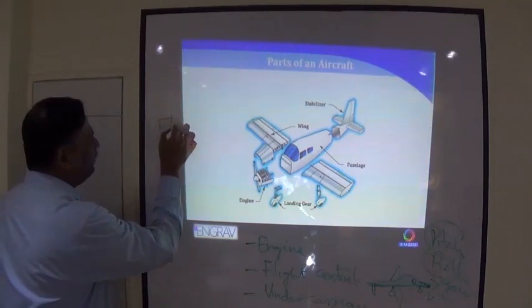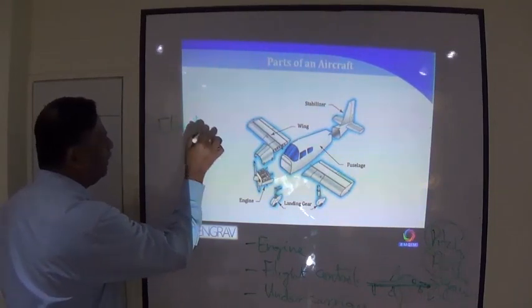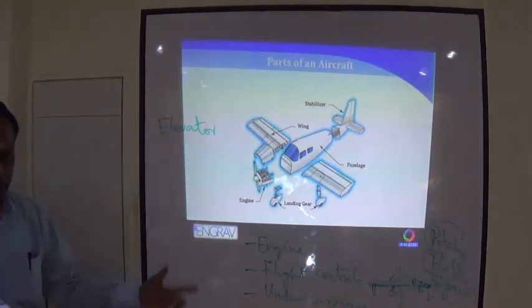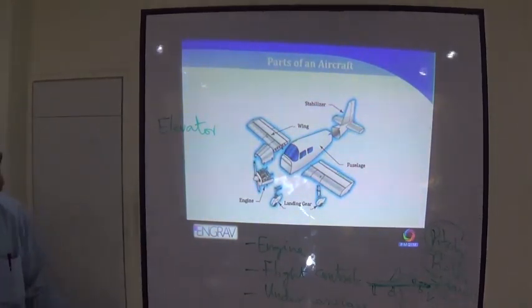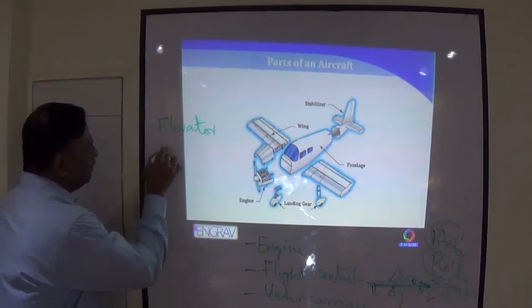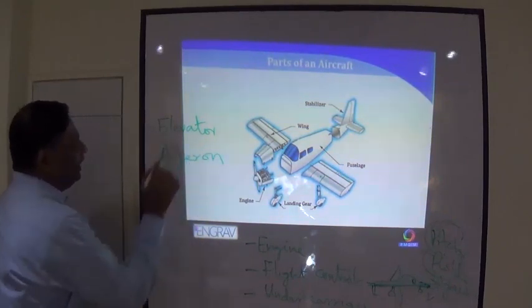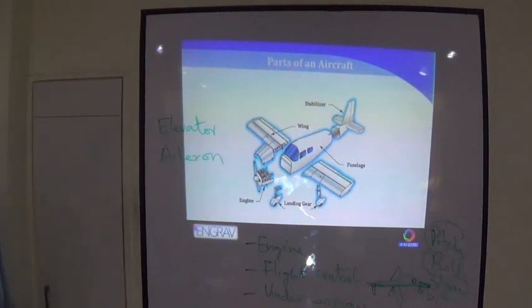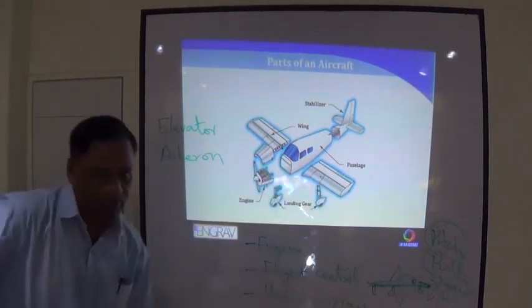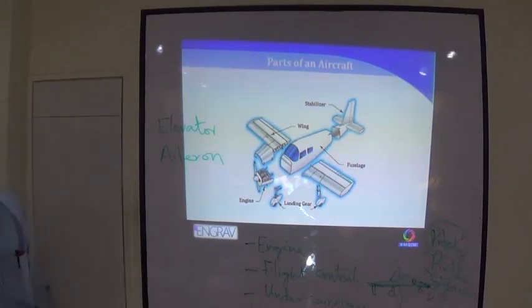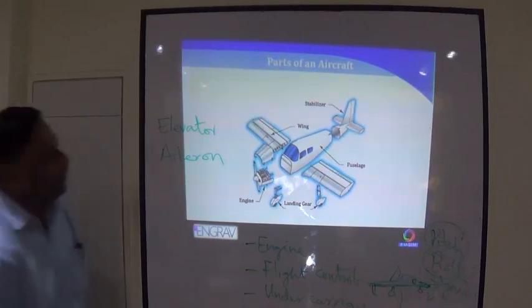So one is elevator. Elevators are fitted on both the horizontal stabilizers. That is for pitching up and pitching down motion. Then you have something called aileron, A-I-L-E-R-O-N. This aileron is for rolling the aircraft, and for yawing, that is left and right motion.